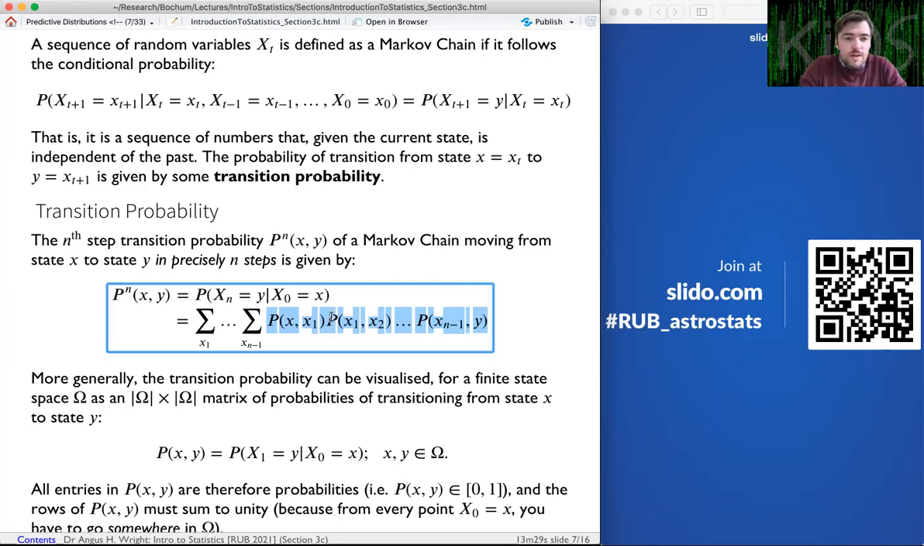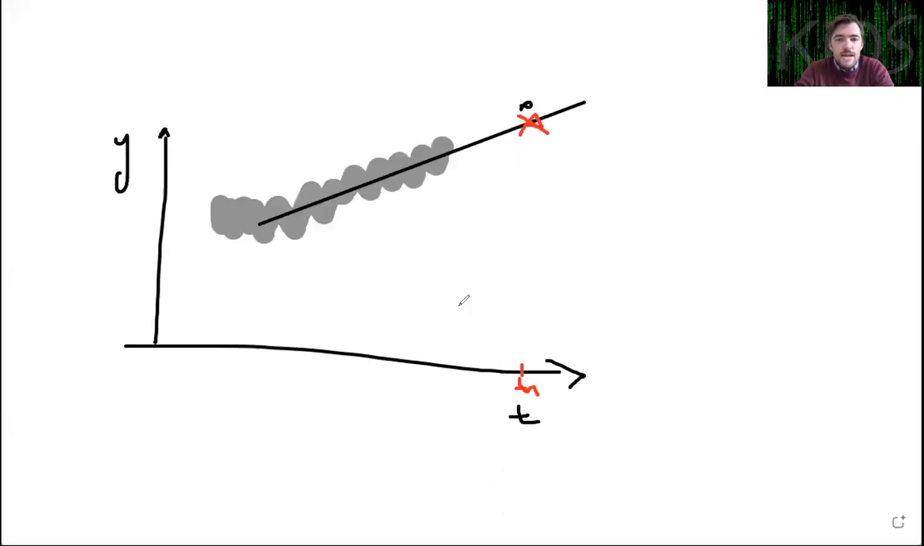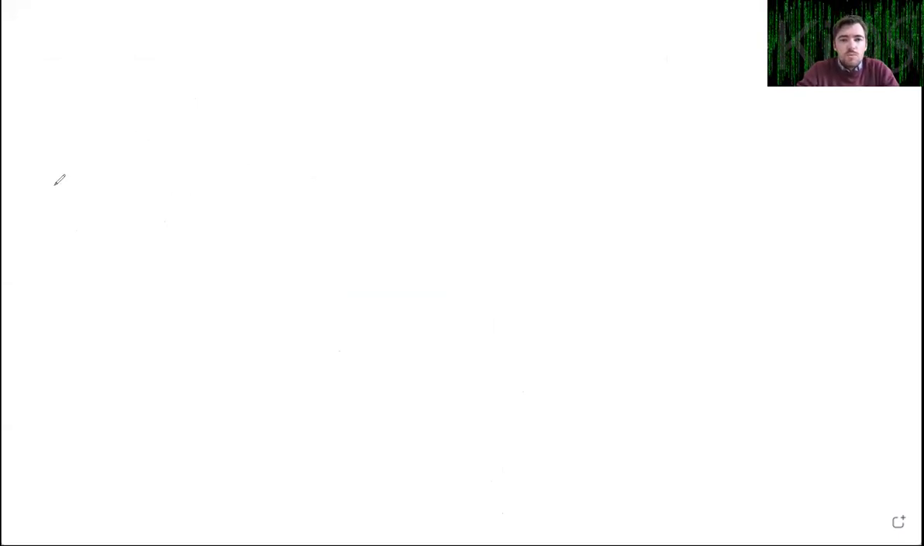Right? So if n is equal to 3, let's draw a really simple diagram of this. I'm going to clear this drawing. Let's say that this whiteboard is my state space, and I want to know how rapidly I can go from point x to point y.